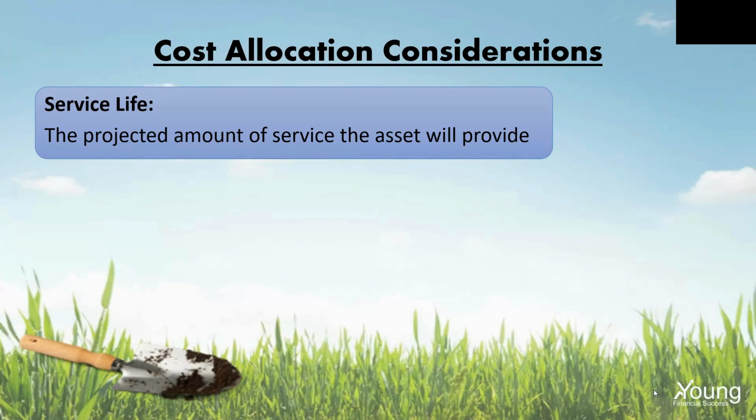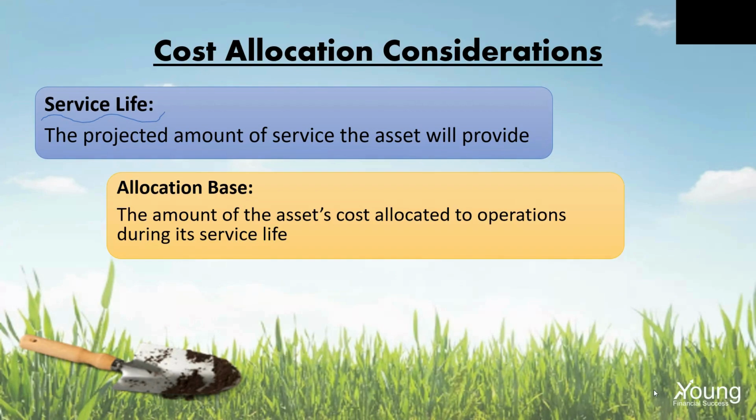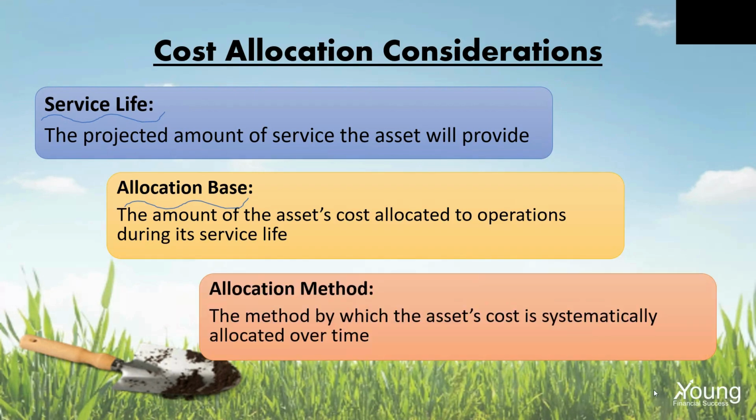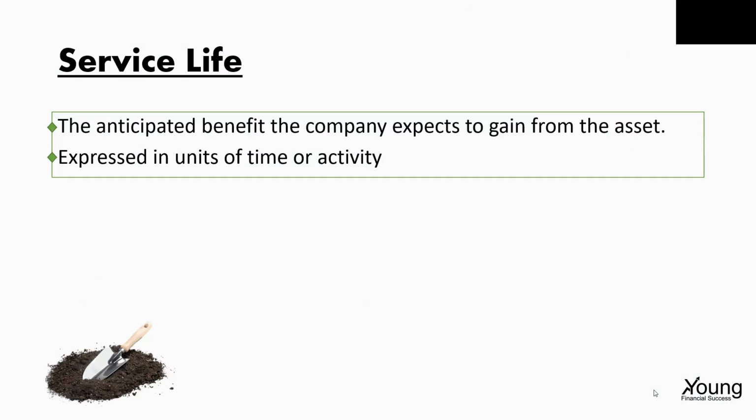So let's look at our cost allocation considerations. So first we have to think about that service life. So the projected amount of service that the asset will provide. So how long or what kind of service is it going to provide? We just saw 5 years with that truck. Then we have the allocation base. That is the amount of the asset's cost allocated to operations during its service life. So for the truck, it would have been $48,000. Then the allocation method, the method by which the asset's cost is systematically allocated over time. So we're going to see different allocation methods. So let's jump into these a little bit more.